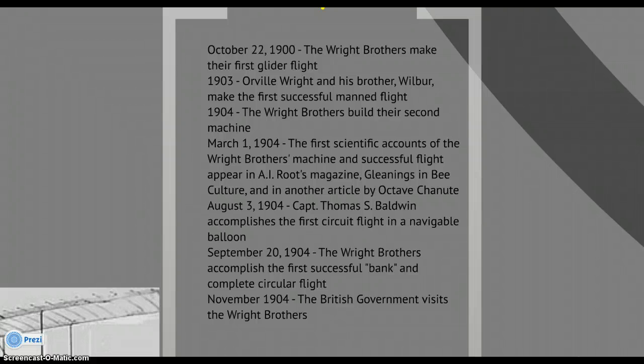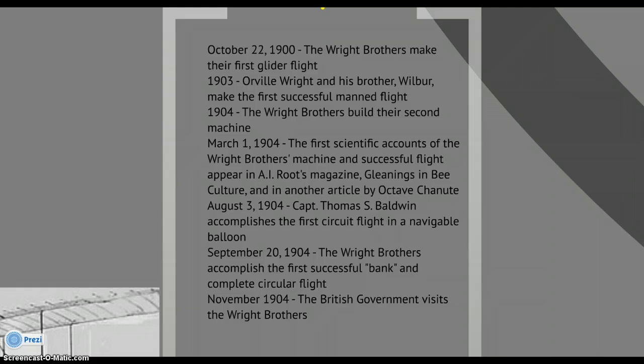In 1903, Orville Wright and his brother Wilbur made the first successful manned flight. A year later, they built their second machine. And on March 1st, 1904, the first scientific accounts of the Wright brothers' machine and successful flight appeared in A.I. Root's magazine, Gleanings in Bee Culture, and another article by Octave Chanute in Popular Science Monthly.